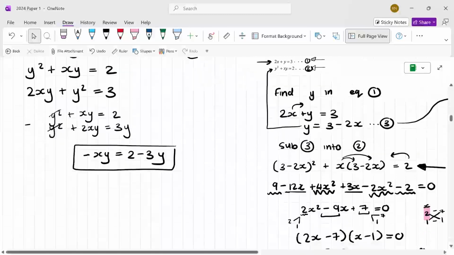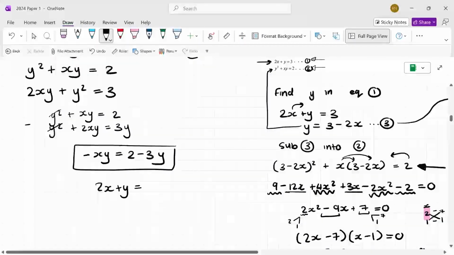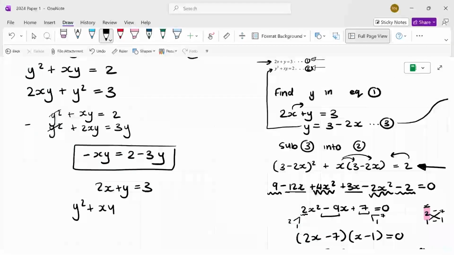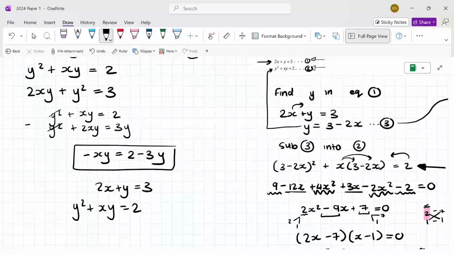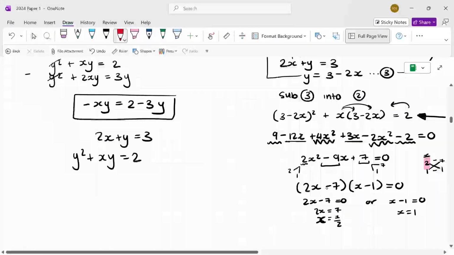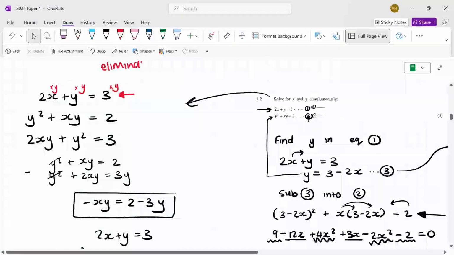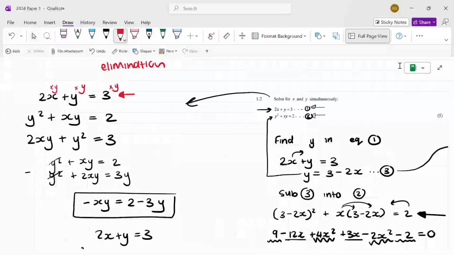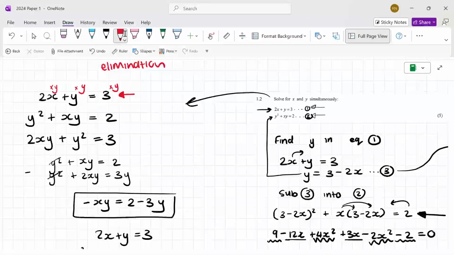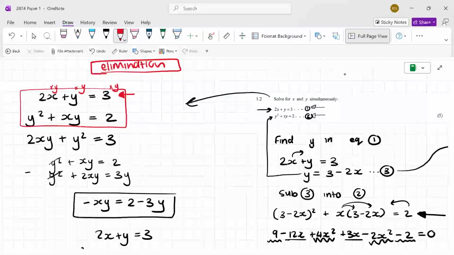Okay, let's try 2x plus y is equal to 3, and y squared plus xy is equal to 2, right? Let's divide through, so this one may not work. The reason why I was multiplying by y is for the elimination method. You're trying to get x or y in both of these equations to be the same, right? I don't think it's going to work because we have an xy here, and so it'll never cancel out. Yeah, I don't think it'll ever work.